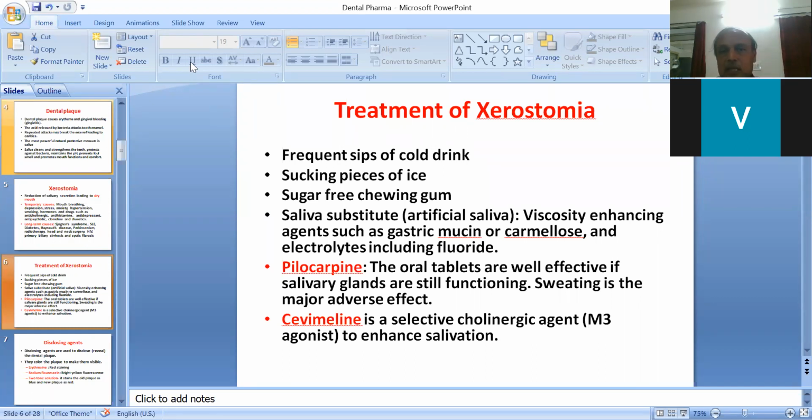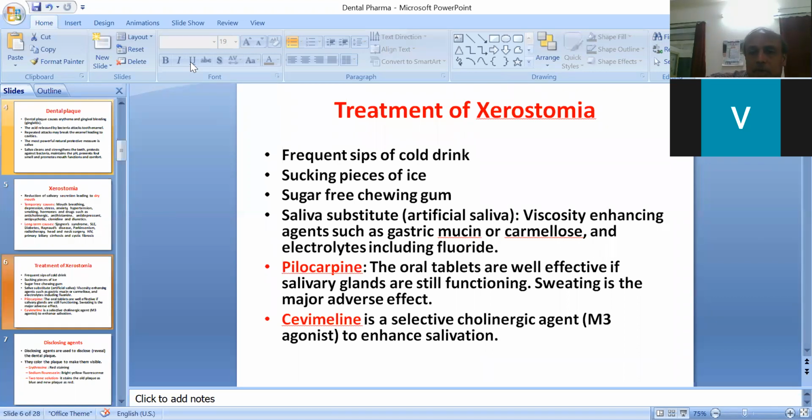Another is sucking pieces of ice, and sugar-free chewing gum can also temporarily enhance salivation. Saliva substitutes, which are used as medicine, are also known as artificial saliva.